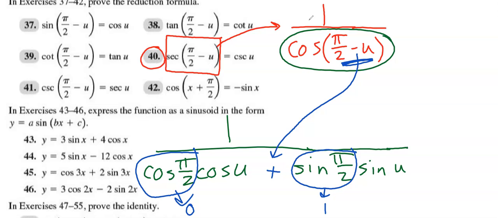Now that is great, but you're one step away from getting the right answer. You are right there at the end. All we need is one more step. What is 1 over sine u equal to? Cosecant. Yep. That is the end of the proof.